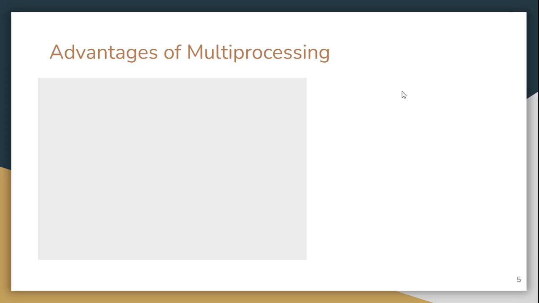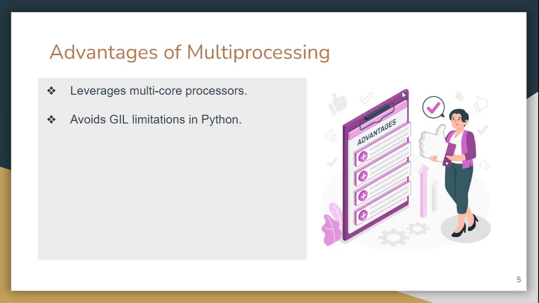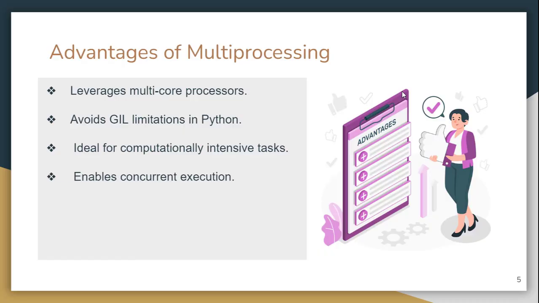Advantages of multiprocessing. It leverages multi-core processors. It avoids the GIL limitation in Python. It is ideal for computationally intensive tasks. It enables concurrent execution.